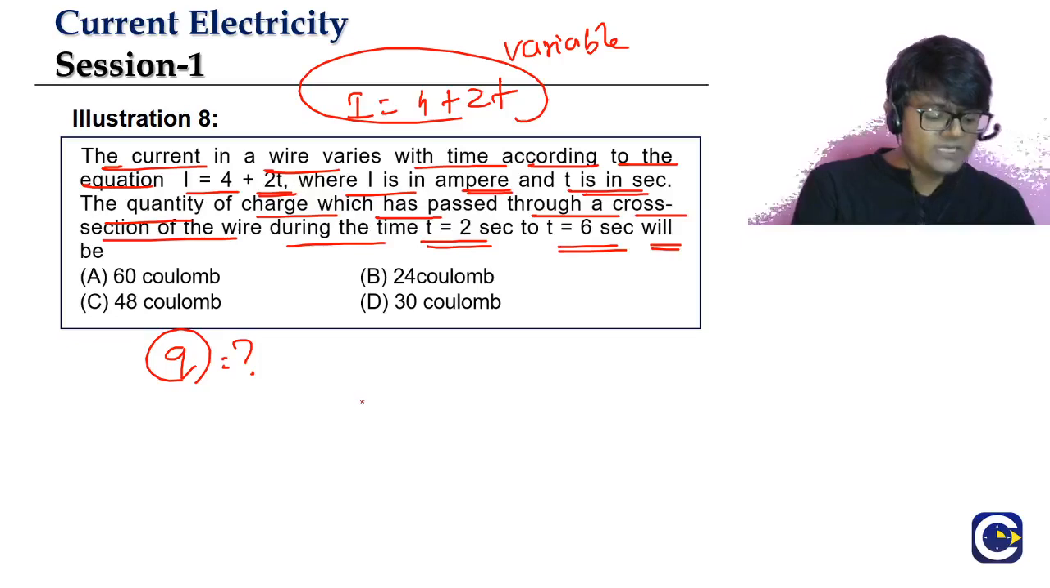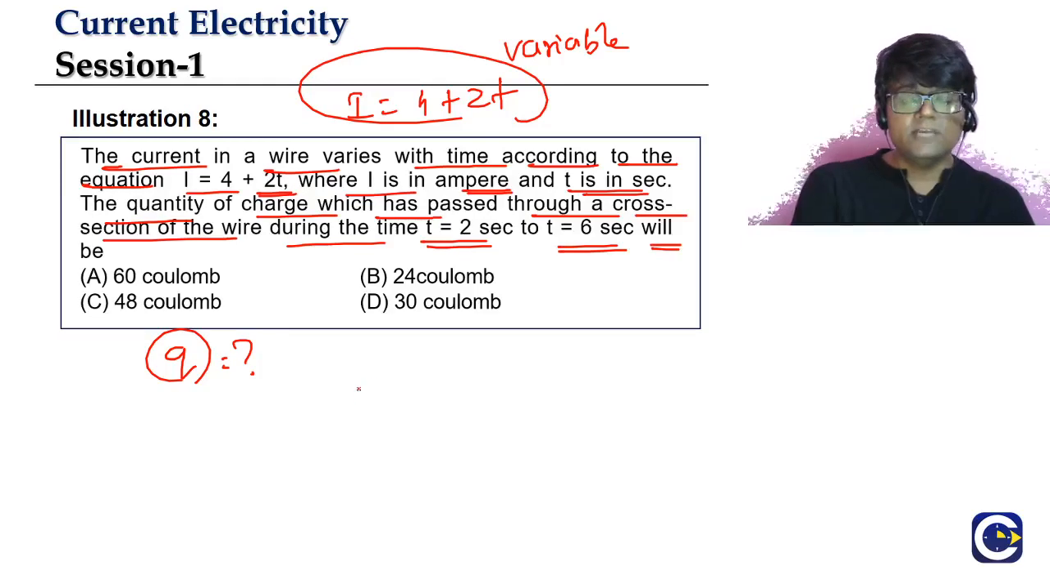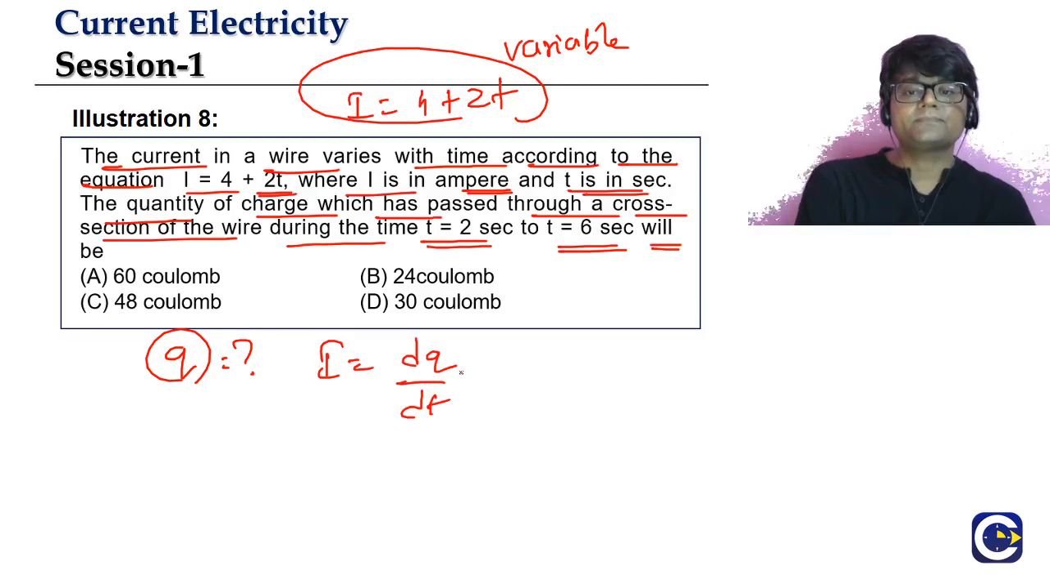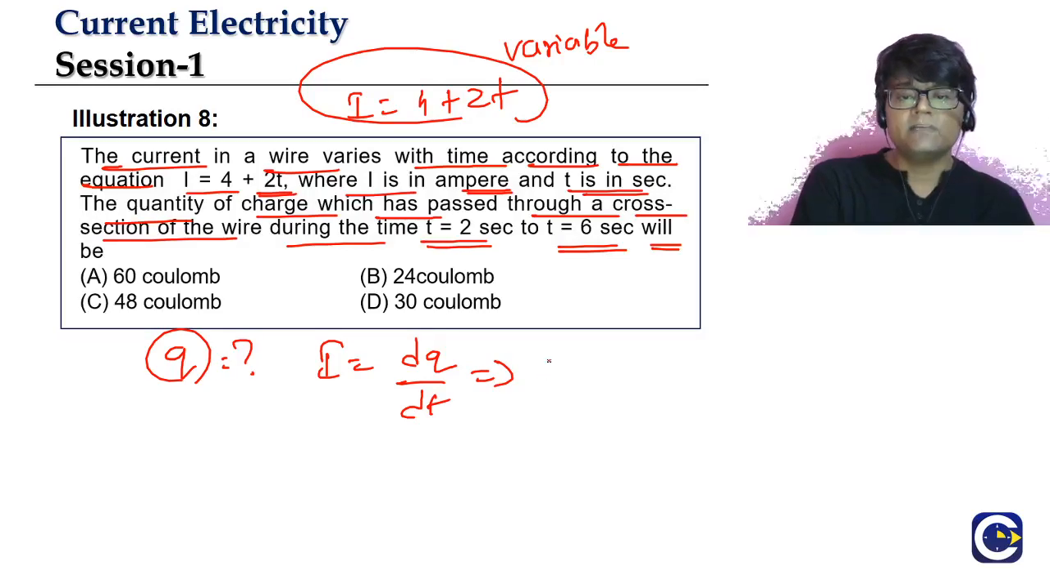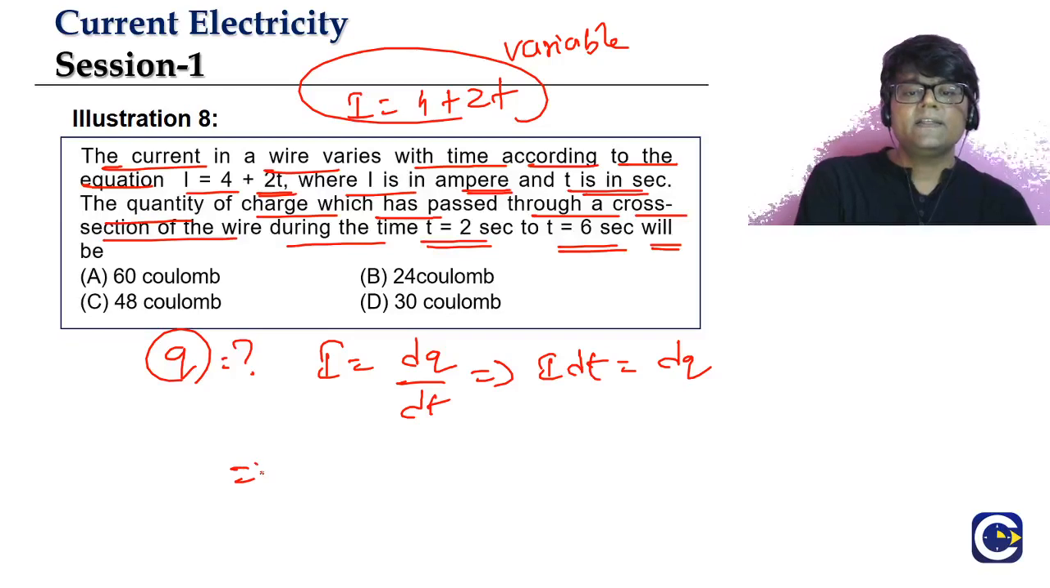Like the way in mechanics, the speed is variable. Remember, guys, what is the instantaneous value for the current? dq by dt, right? From here, this problem we can solve only by using what? Integration method. From here, I dt will be equal to what? dq. This is a basic integration, guys. I dt is equal to dq. We have to integrate the LHS part.